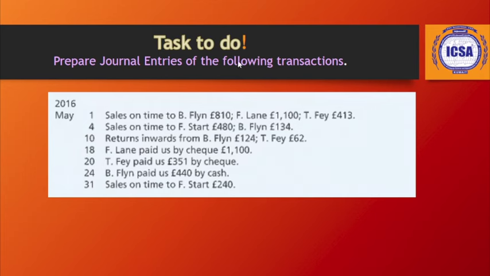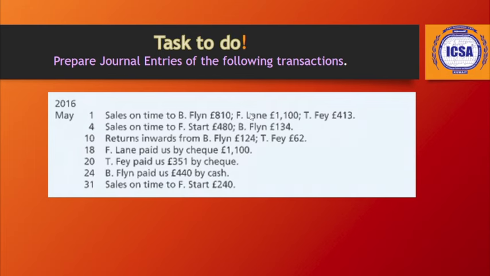Here is the task to do: prepare journal entries of the following transactions. Sales on time to Beefline 810, F-lane 1100, HO 413. It is to be recorded in sales. There are two ways to record multiple transactions at a time. In one transaction, there are multiple entries taking place. So they could be recorded as a collective entry, or they could be recorded as separate entries. As you are in the beginning stage, it's better if you record all these entries separately. Once you are clear with this, then combined entries will be explained to you.